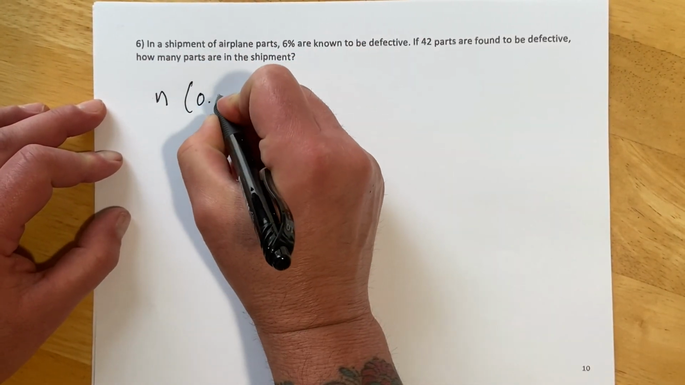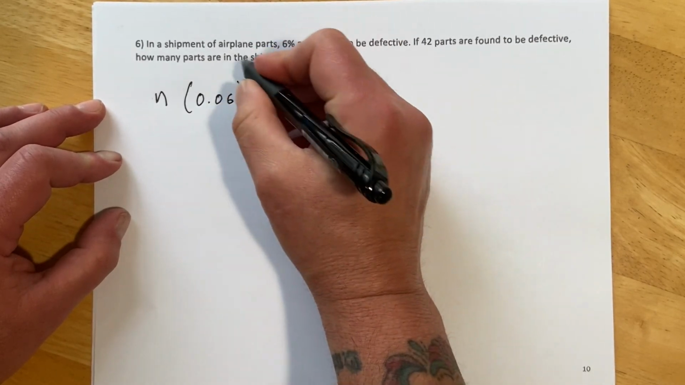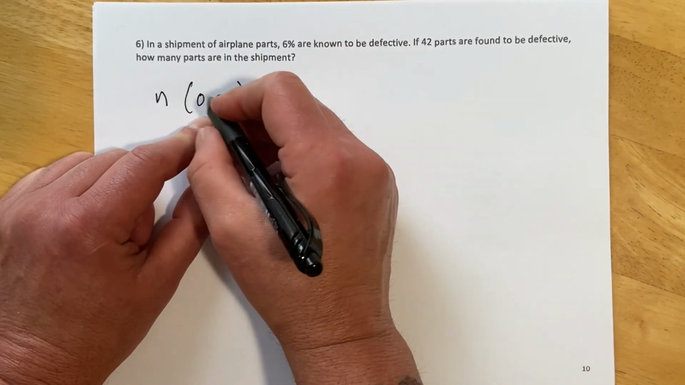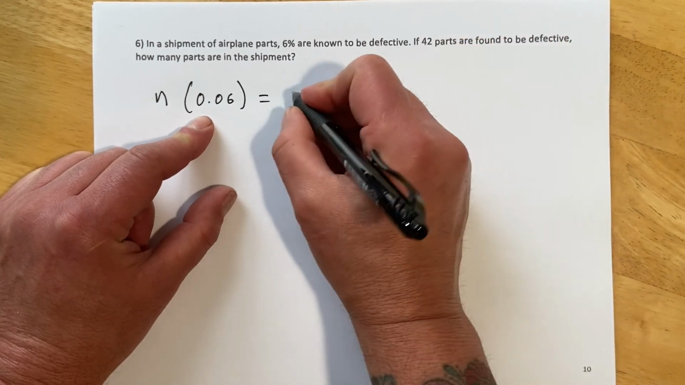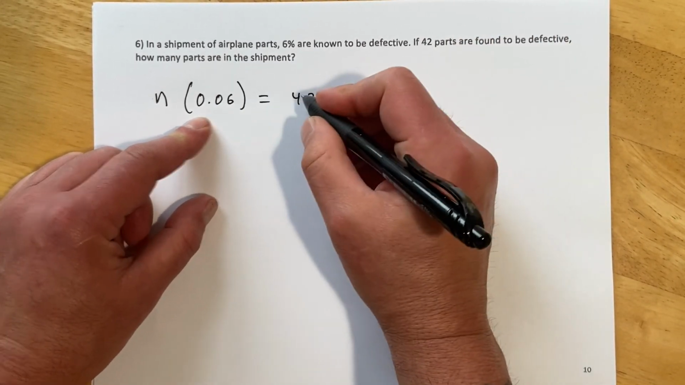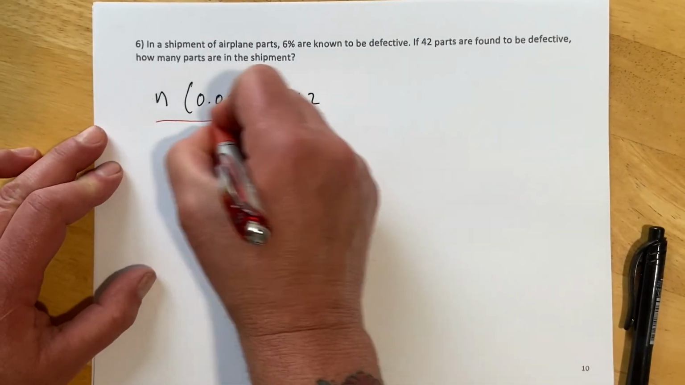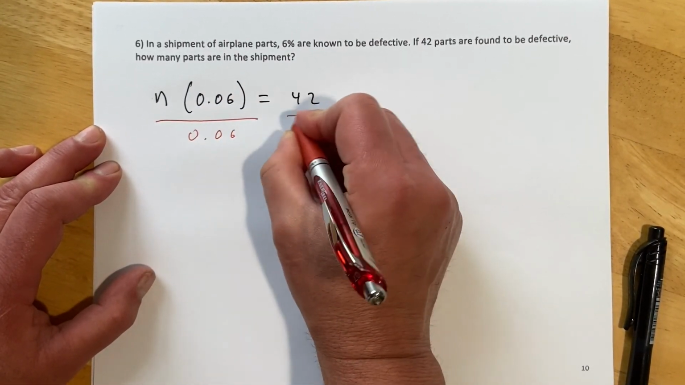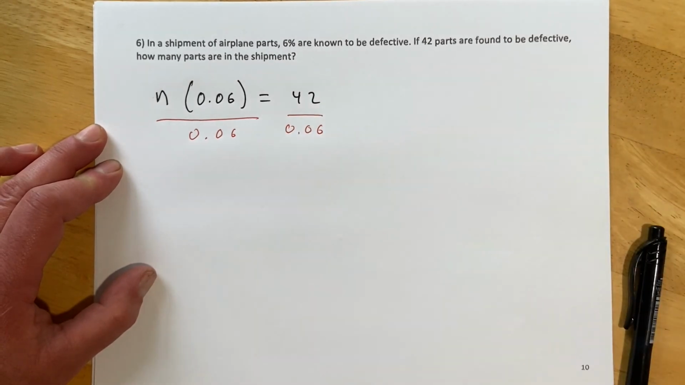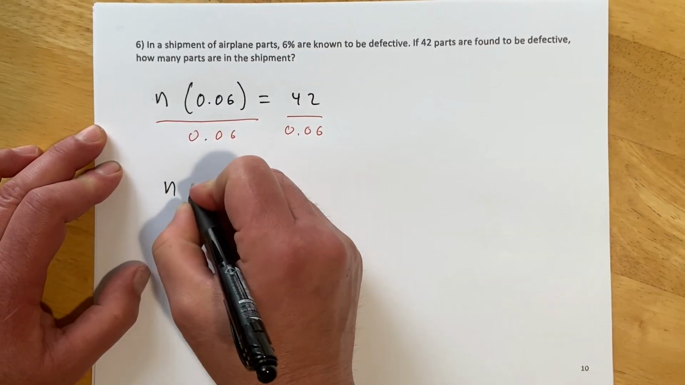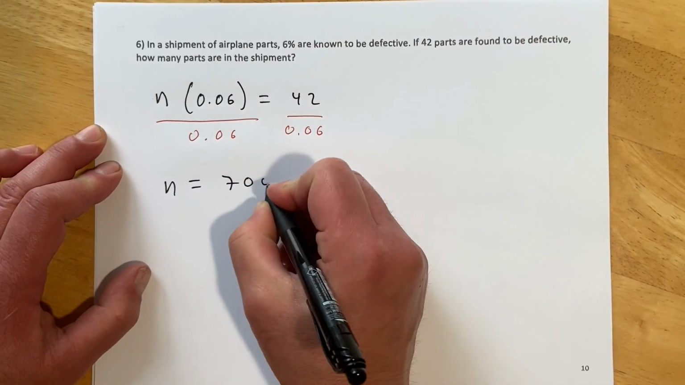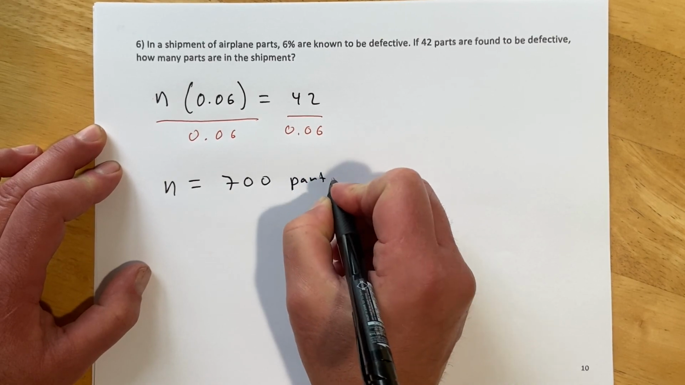And then 6%, so I'm just moving my decimal twice, 6% of this value is going to make the 42 parts. So that's the part, that's the whole. And now we're trying to solve for that N, so we're going to just divide over 0.06, and then throw that in the calculator, and we get a total of 700 parts.